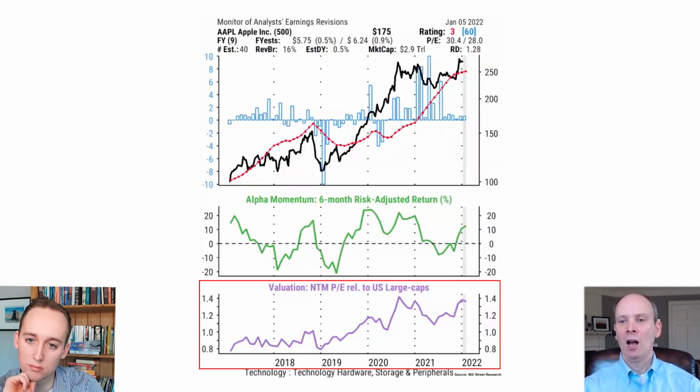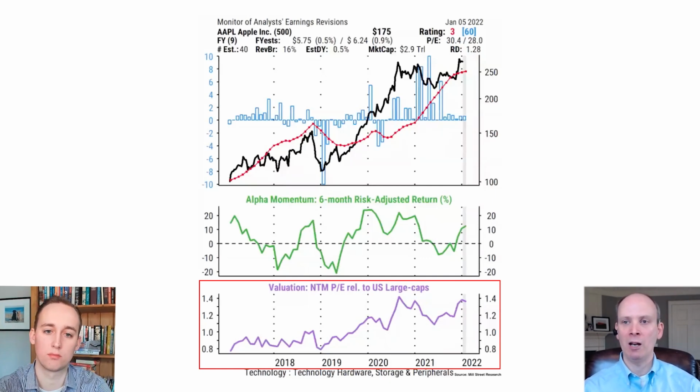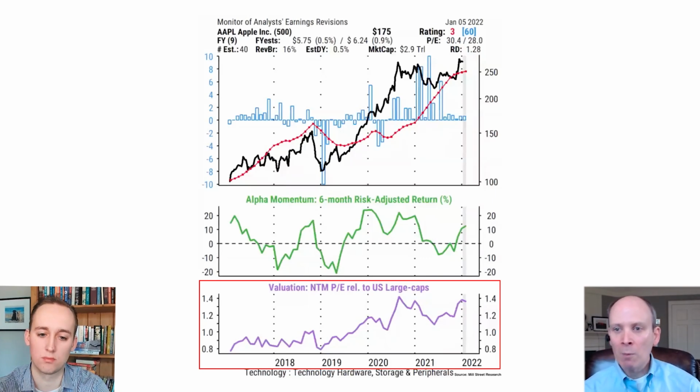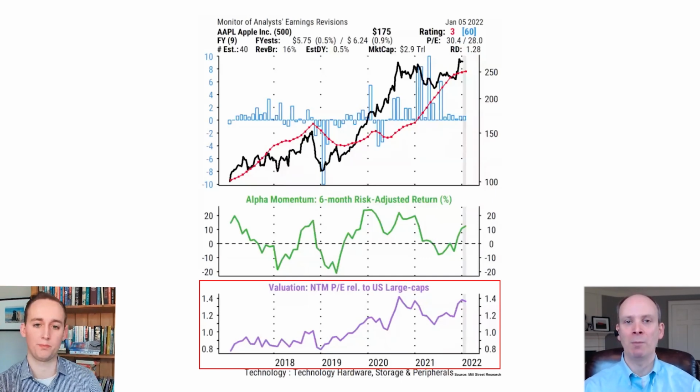The price momentum is still pretty good. It had a pause for a little while, and now it's taken off again. But you look at the multiple; it's at 1.3, 1.4 times the market multiple, which is higher than Apple normally trades. Over the last 5 years, it's been much more around the market multiple or a little higher. So the 28 to 30 times earnings it's trading at is a pretty good premium for Apple. It normally doesn't trade that high.